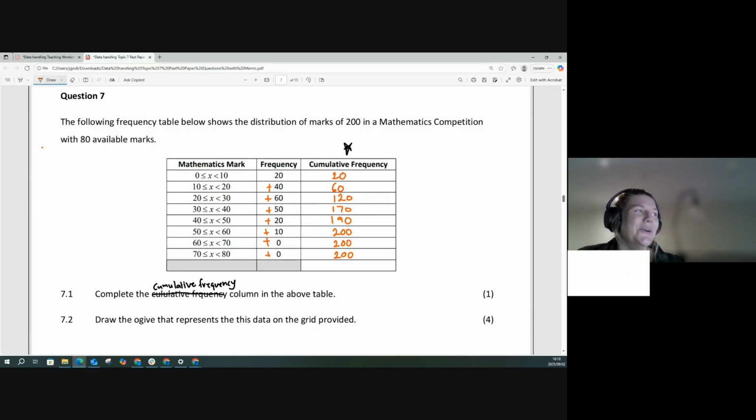So what the story is saying, there are 80 marks that you could get. So the top mark you could get is 80 out of 80, but there are 200 students in the competition.